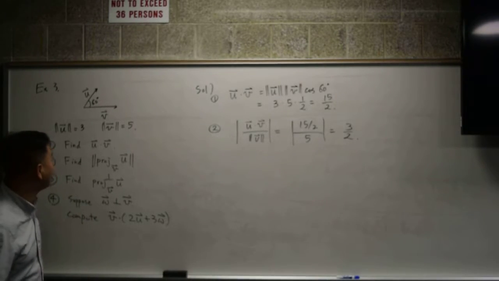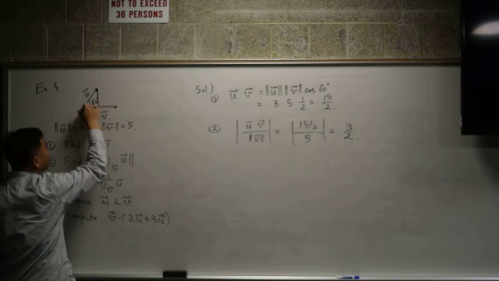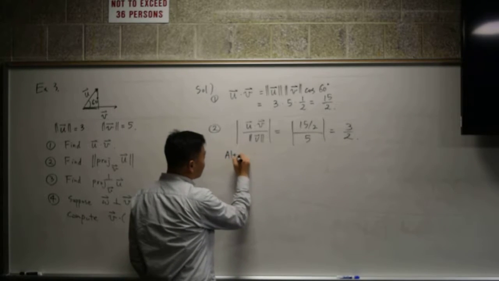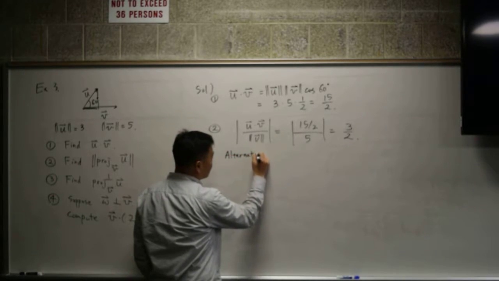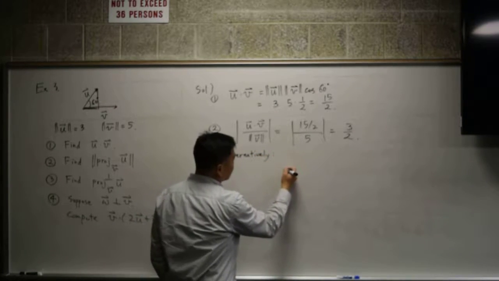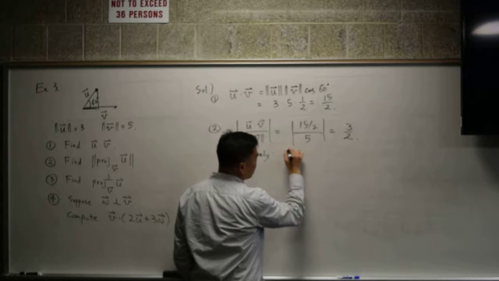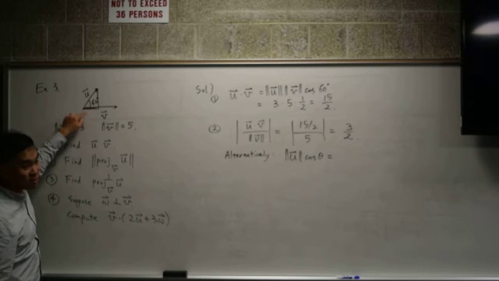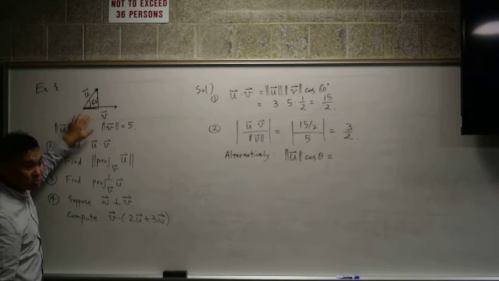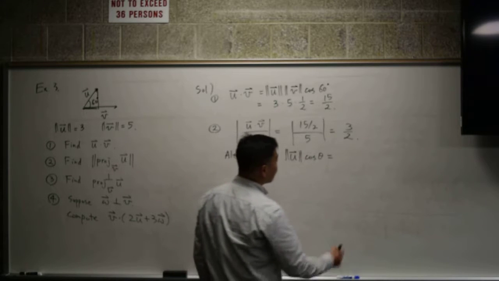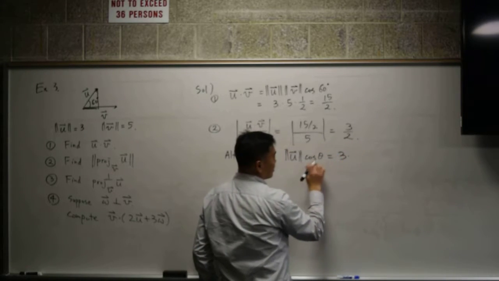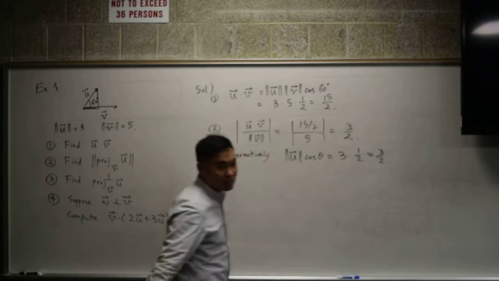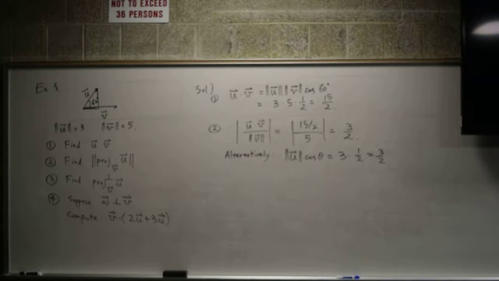Or you can just find this geometrically. How? You're trying to find this length, right? So alternatively, it's the length of u times cosine theta. Because you want to project this onto here, and you just need to multiply the length of u times the cosine of theta, which is, u is 3, cosine 60 is 1/2, so it's 3 over 2. So that will be how you solve it geometrically, not having to use the formula.